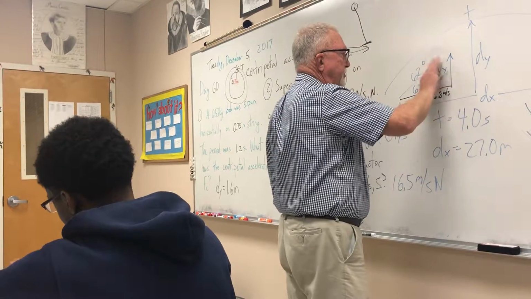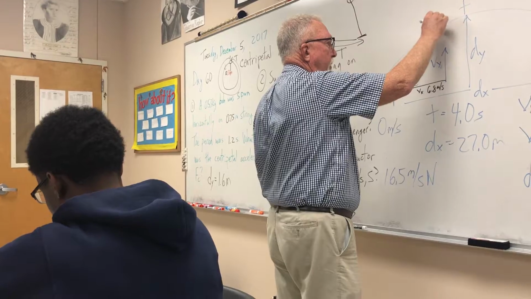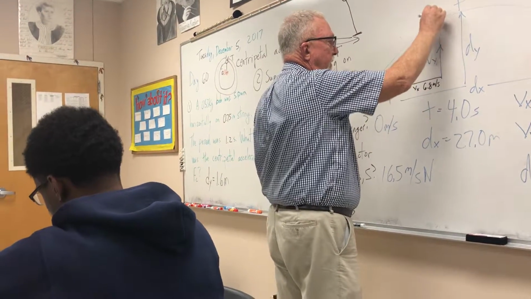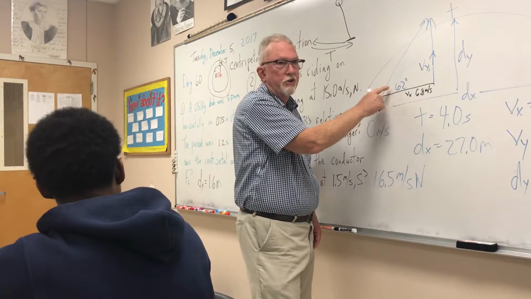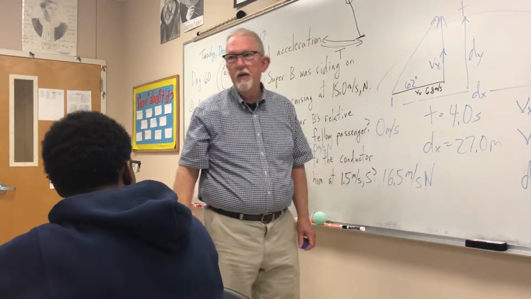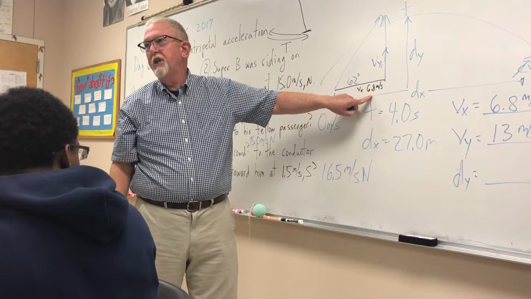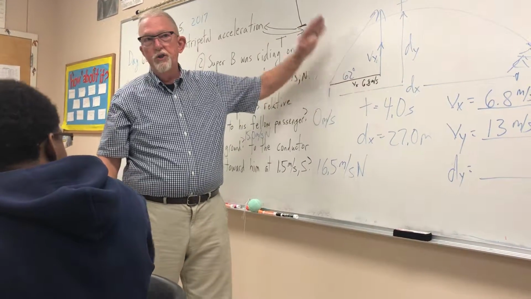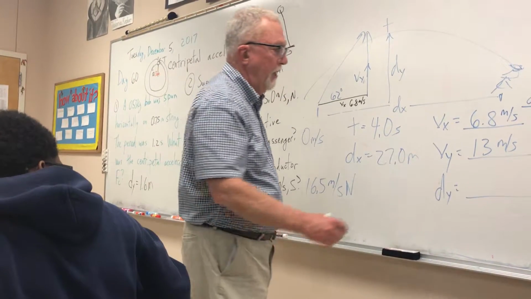Now, if I drew this to scale, that's a very reasonable answer, because 62 is up here, so you would expect Vy to be much bigger than Vx, because it's a 62-degree angle, so you can evaluate your answer that way. You'd expect it to be more than 6.8, significantly more, because it's a 62-degree angle. Got it? So here we go.